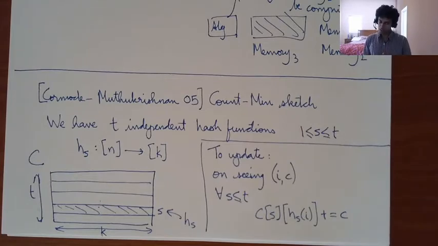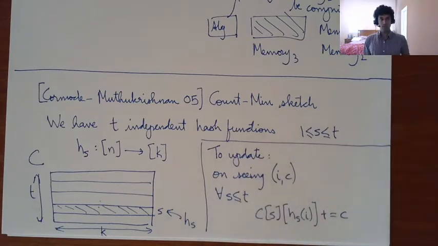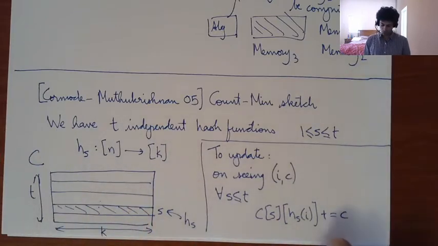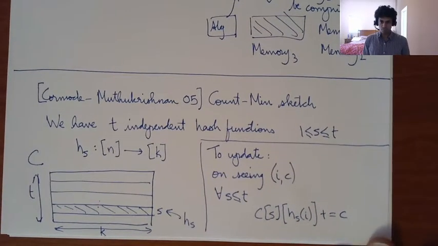Does the update make sense? On seeing an element with a count, I'm describing it naturally in the turnstile model, so you could get an increment or a decrement. It doesn't matter. You pick up the sth row, and you look at HS of I, which means you apply the hash function to the element I. This gives you a bucket, which is an element in this two-dimensional array, and you go and increment or decrement by that count appropriately. Any questions about what the count-min sketch is?